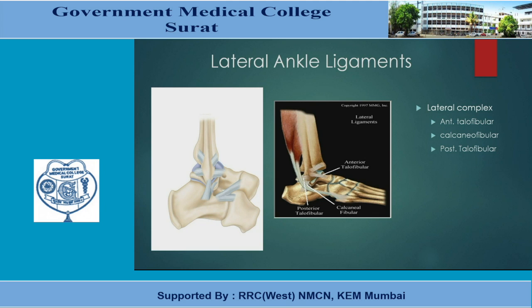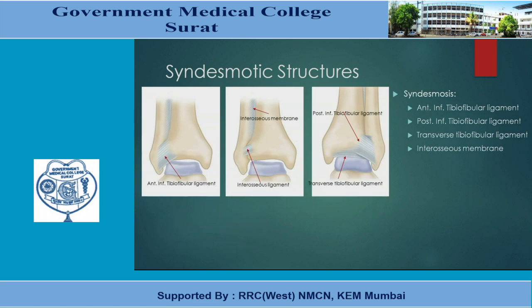Now the ankle ligament. So first we see the lateral ankle ligament. So which are the ligaments? The first is the anterior talofibular ligament, calcaneofibular ligament and posterior talofibular ligament. These 3 ligaments form the lateral ankle ligament. Now the syndesmotic ligament which is situated between the tibia and fibula. So first is the anterior inferior tibiofibular ligament, posterior inferior tibiofibular ligament, transverse tibiofibular ligament and interosseous membrane.